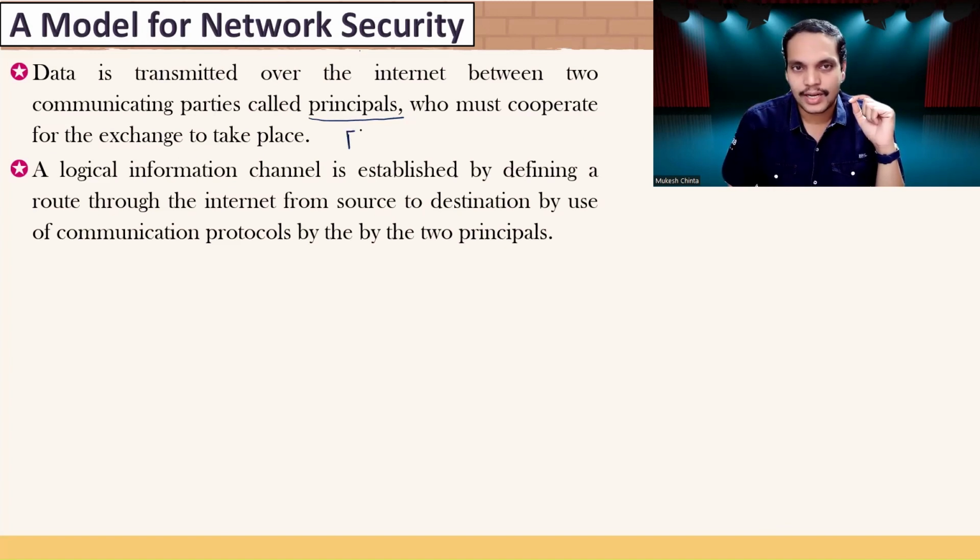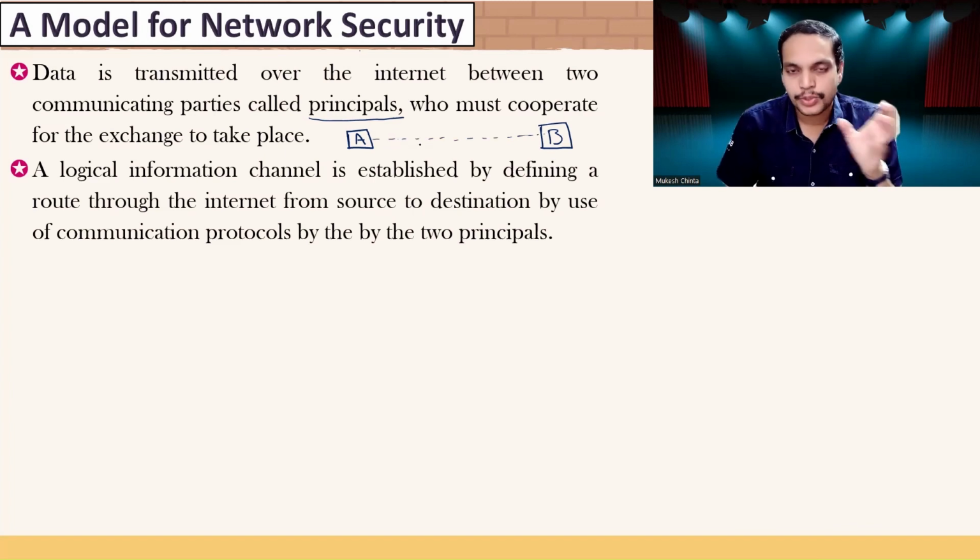In simple terms, let us say that we have a party A and a party B. If they both want to communicate with one another, first there must be some kind of path that is selected for the transmission to take place from A to B. That is what we call a logical information channel. Usually it goes through the internet, which might consist of many networks, many devices, intermediary devices, and it can be of anything, literally. So a logical information channel is established by defining a route through the internet from source to destination by use of communication protocols by the two principals.